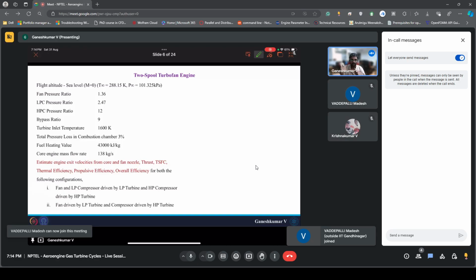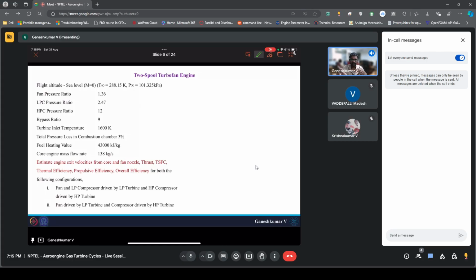And you have atmospheric pressure and temperature, P infinity and T infinity given. Fan pressure ratio is given. Low pressure compressor, high pressure compressor ratios are given. Bypass ratio is given, which is 9. And turbine inlet temperature is 1600 Kelvin. Total pressure loss is 3%. And then core engine mass flow rate is 138 kg per second.